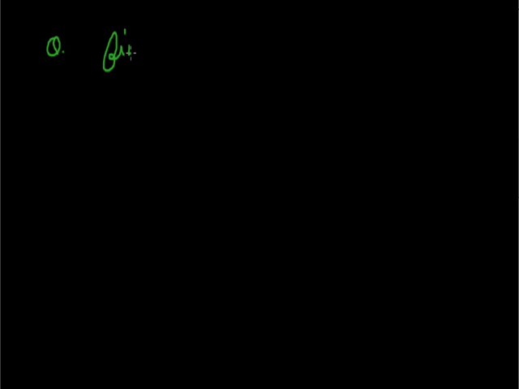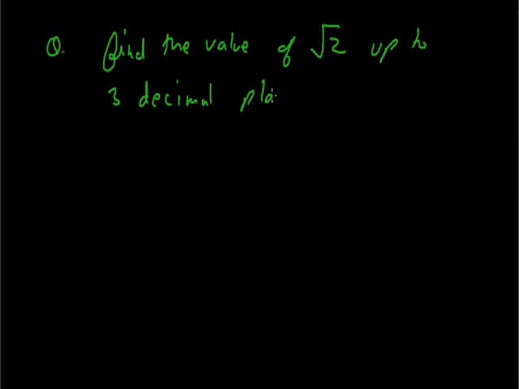Find the value of under root of 2 up to 3 decimal places. Let's say if I want to find the value of root 2 up to 3 decimal places, this can be done by using the long division method. As we know that root 2 is not a perfect square, so I have to find the value of root 2 up to 3 decimal places.